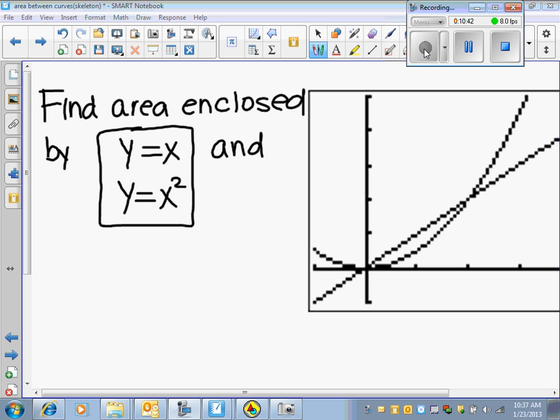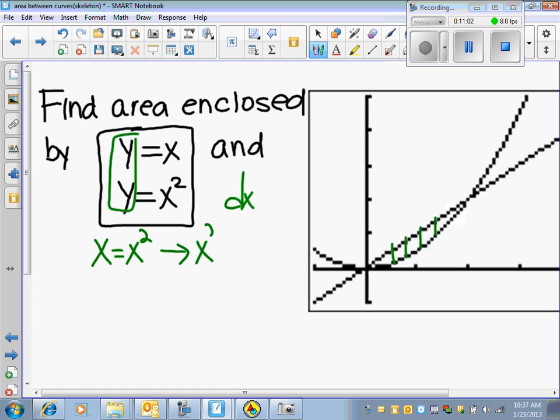All right, so y equals x and y equals x squared. I think I'm going to integrate this with respect to x. So I believe I'm going to go with a dx. I need points of intersection, so I want to set these two equal to each other. So I say x is equal to x squared. I subtract x on both sides, and I get x squared minus x equals 0. When I solve this, I pull out an x, and I get x times x minus 1 equals 0. So my integration points are x equals 0 and x equals 1.